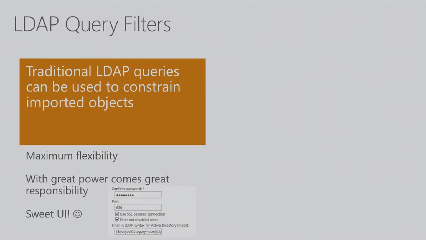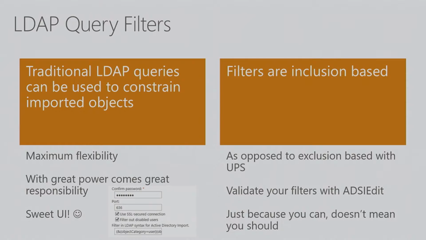We have query filters using LDAP queries. A fantastic UI for editing them down the bottom there. It's got plenty of room to type that guy out. But watch out, they're inclusion-based as opposed to exclusion-based, which would be how an identity management system does it. I always recommend you validate the filter with ADSI edit before you plug it into the screen in central administration. And lastly on these things, just because there's an LDAP query on some blog site somewhere out on the internet doesn't necessarily mean it's not going to tank the query, right?